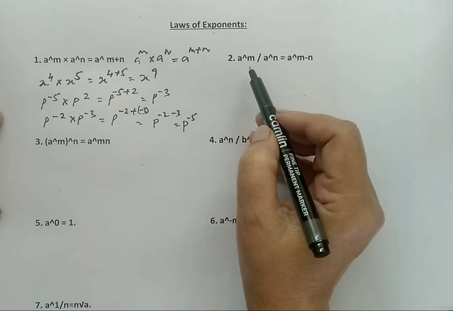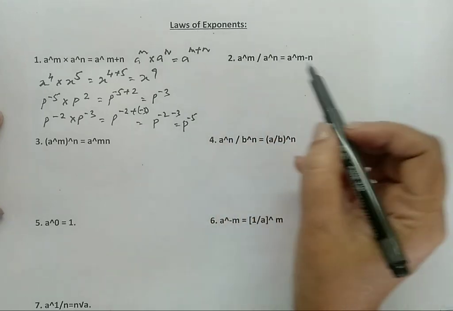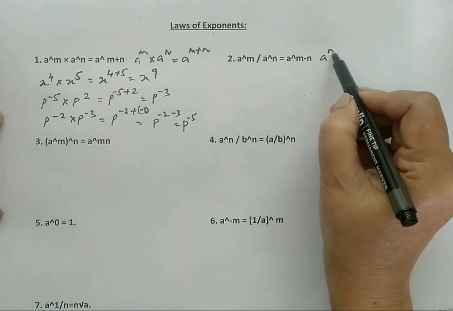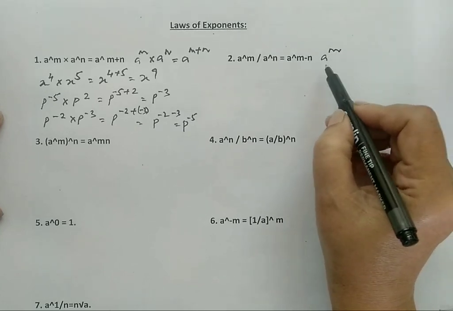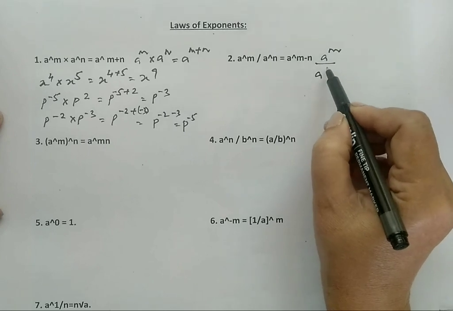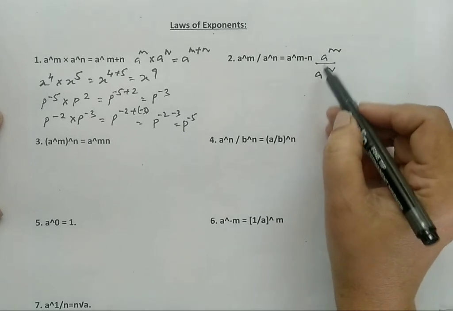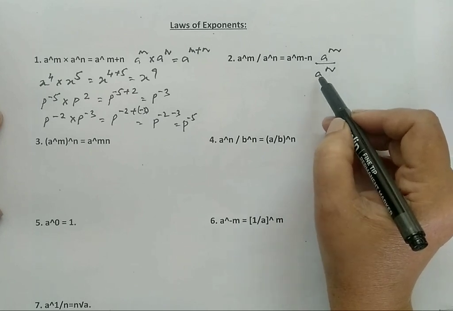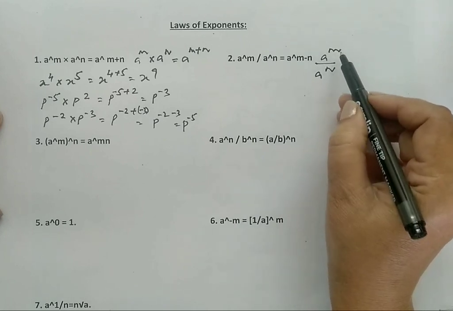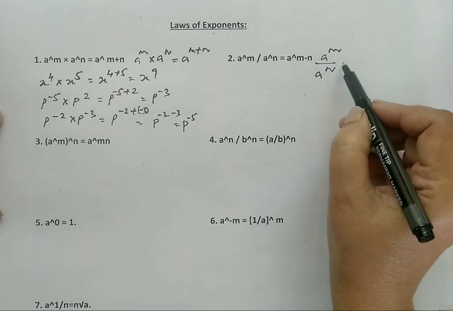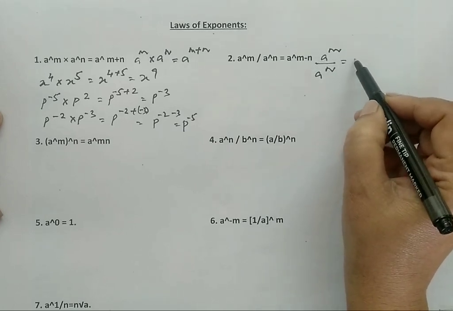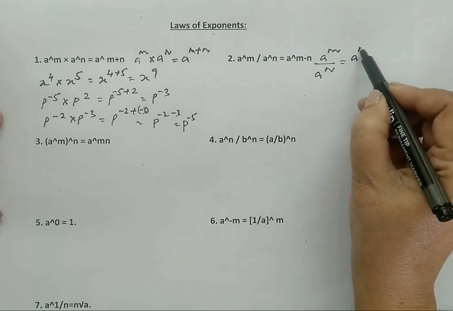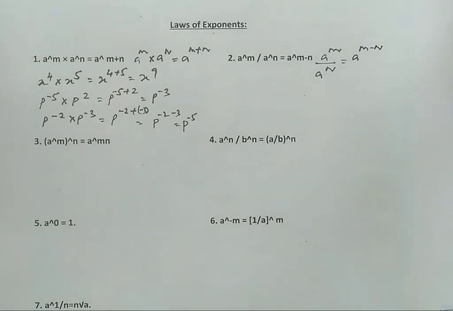Now we are going to law number 2, which is a to the power m divided by a to the power n. Remember, in both the cases we have the base same. The ones below are called the bases, and these are the powers, the exponents. In that case, we bring this to the numerator and write m minus n. Correct?